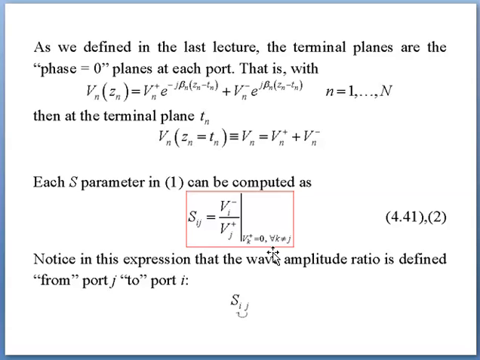In the last lecture, the terminal planes were at phase equal to 0 at each port. That's why you will have this equation. So for S parameters, each S parameter can be computed as Sij is equal to Vi minus over Vj plus. Notice that the wave amplitude ratio is defined from port j to port i.